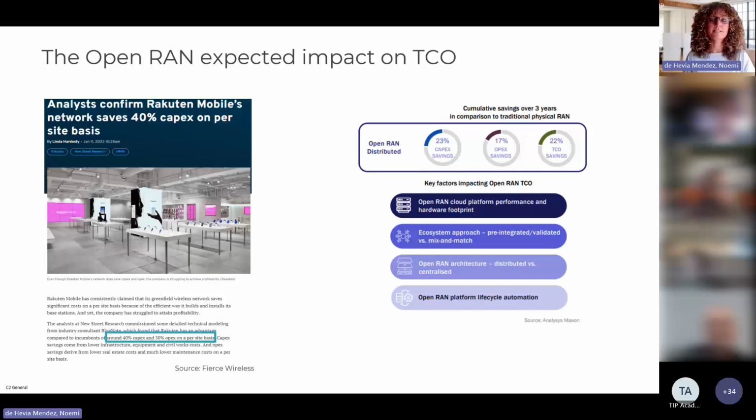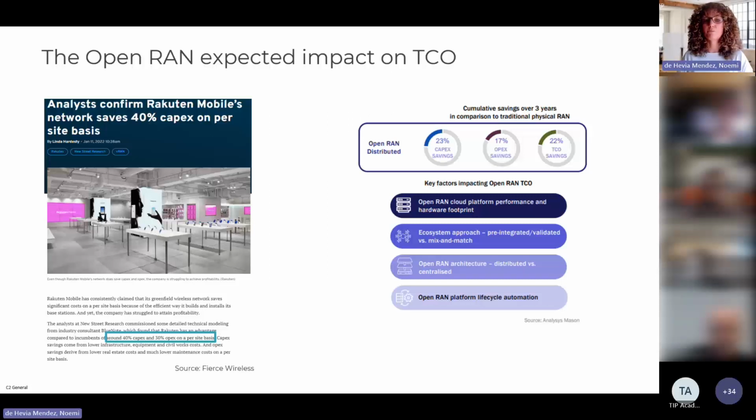Another example is the Analysys Mason report for brownfield scenarios. Here we have the example of an Open RAN distributed architecture. Here we can get the main facts around the impact of Open RAN in the TCO.